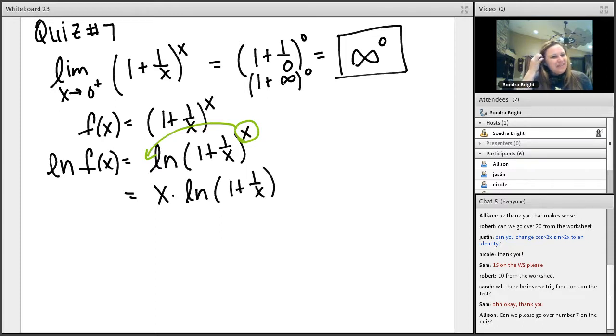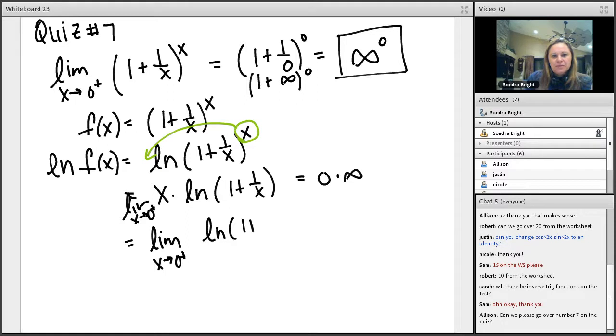And so I'm still going to have an issue when I take the limit as x goes to 0. I'm still going to have a 0 times, what would that be? A 0 times infinity. Well, I should say we're going to take the limit as x goes to 0 from the right. It ends up being a 0 times the natural log of infinity, which is an infinity. So I'm going to rewrite it as a division so that I can then use L'Hopital.